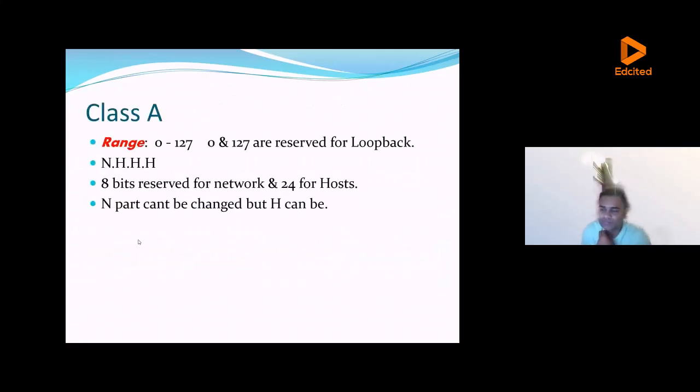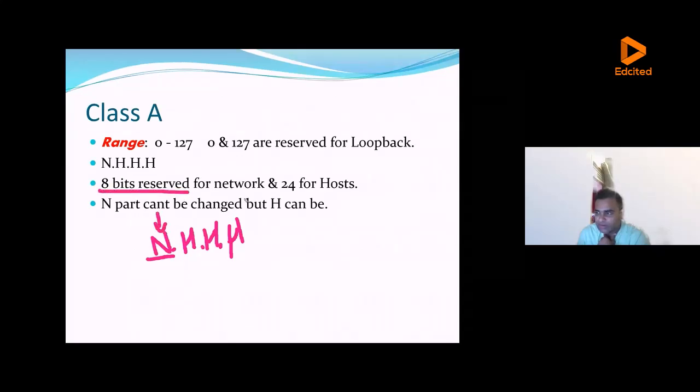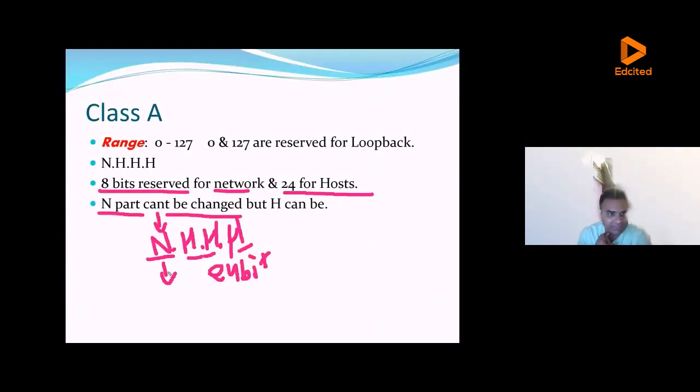Now, what is the purpose of these classes actually? As we know, in class A the first part is network and the rest three are host. So 8 bits are reserved for network, and 24 bits, 8-8-8, are reserved for host. The network part cannot be changed. If you change the network part, your network will be changed. But the host part can be changed.